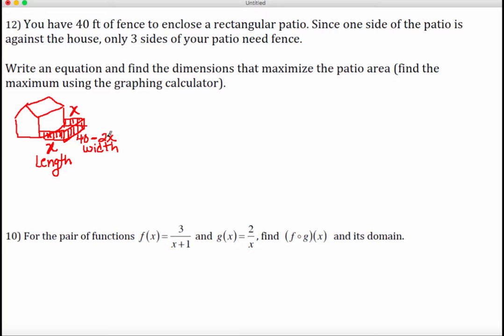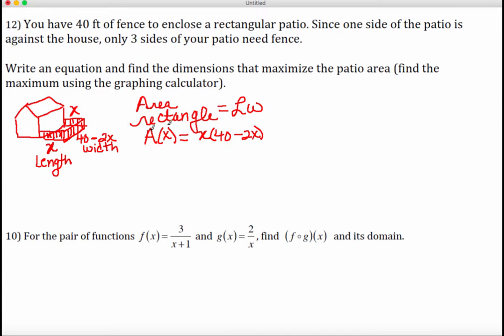And then once you do that, you can now make your formula. Now that you have algebraic dimensions on your rectangular fenced-in area, you can make your function. Area of a rectangle is simply equal to the length times the width. And my area, if I write it function style, with respect to the amount that I cut off, that X amount, is equal to my length, which is X, times my width, which is 40 minus 2X. So area is length times width. My length is X. My width is 40 minus 2X.